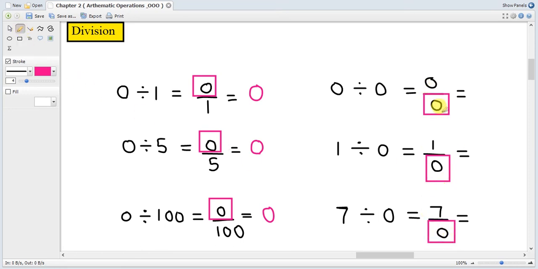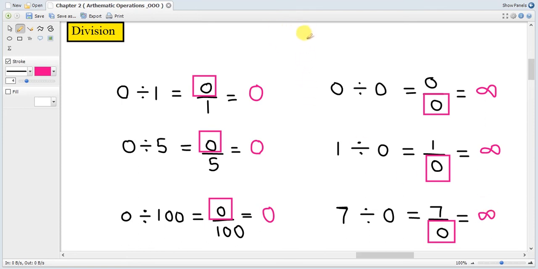In the second case, any number divided by 0 will always give you infinity, right? So what exactly is infinity? This is the symbolic representation of infinity or infinite. Infinity means such a huge number that we cannot even count, or think of, or imagine, right? It is a very big number.